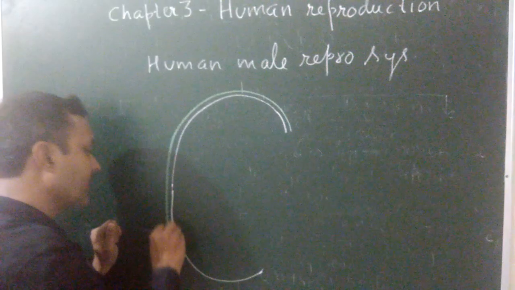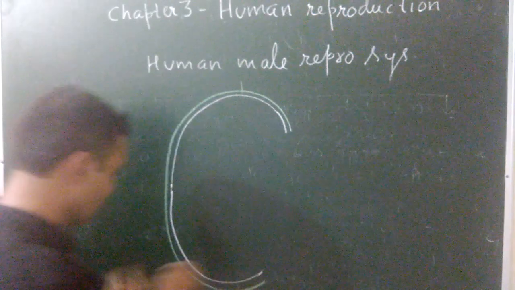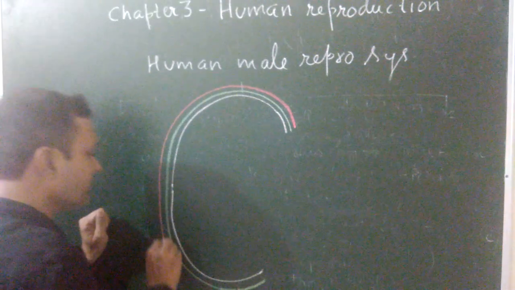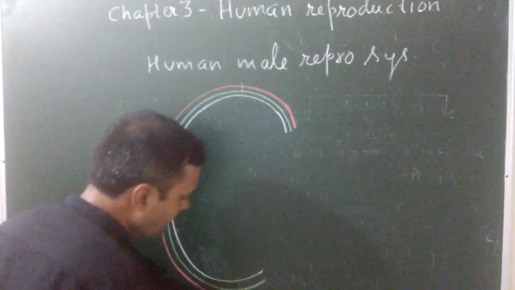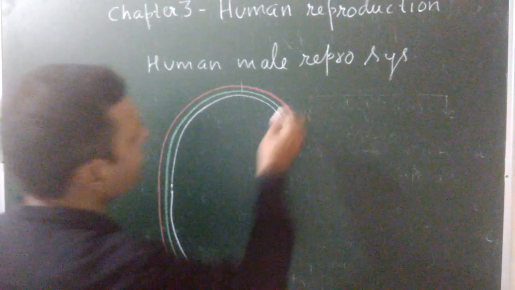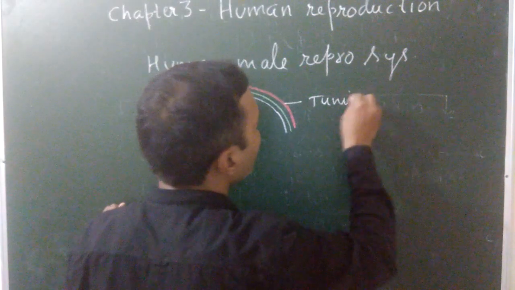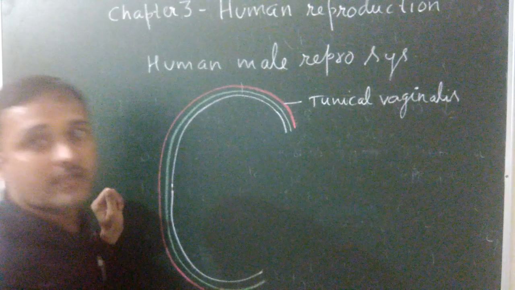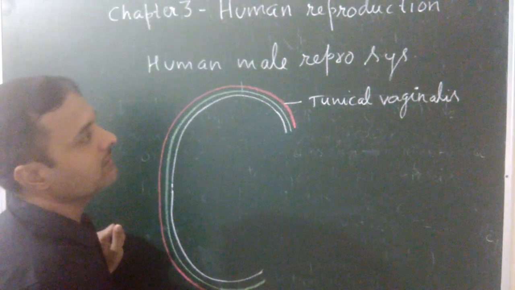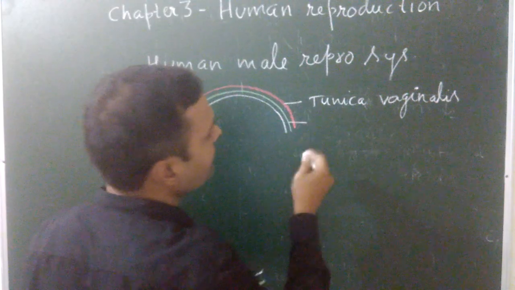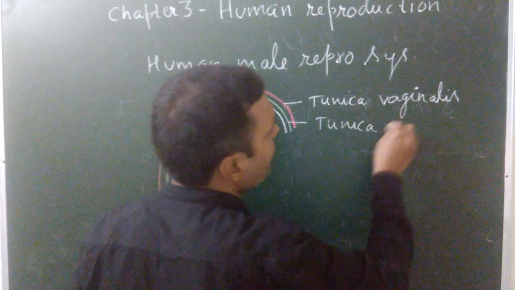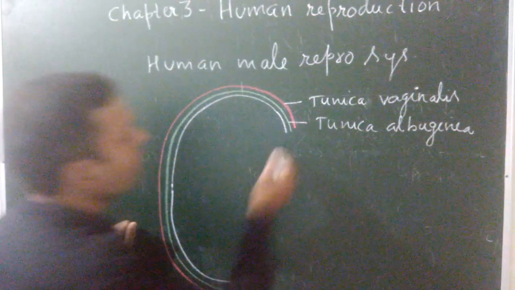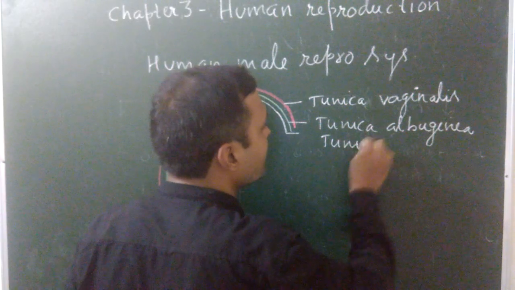This is the second layer, you can say. The white one is the innermost layer. And one more, the outermost layer. Testis is protected by the 3 layers. The outermost layer of the testis is known as tunica vaginalis. Second one, the middle one, is known as tunica albuginea, and the innermost layer that contains blood vessels is known as tunica vascularis.